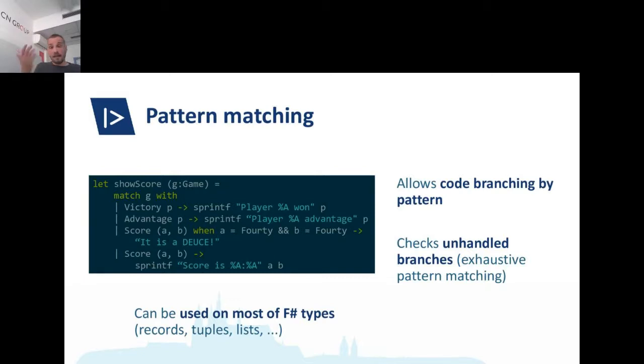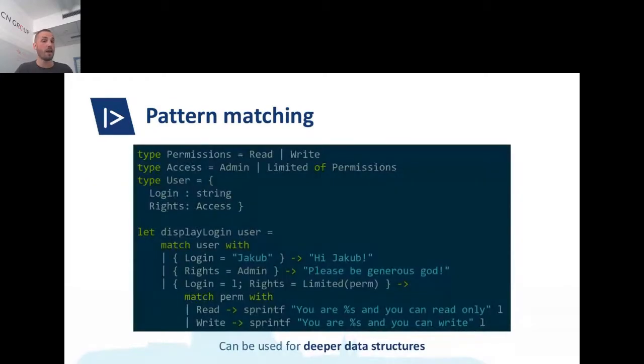And as I already said, this is pretty cool, that it checks the unhandled branches, it has exhaustive pattern matching. So if I would forget about, for example, the victory, I would be notified by the compiler that I forgot something.